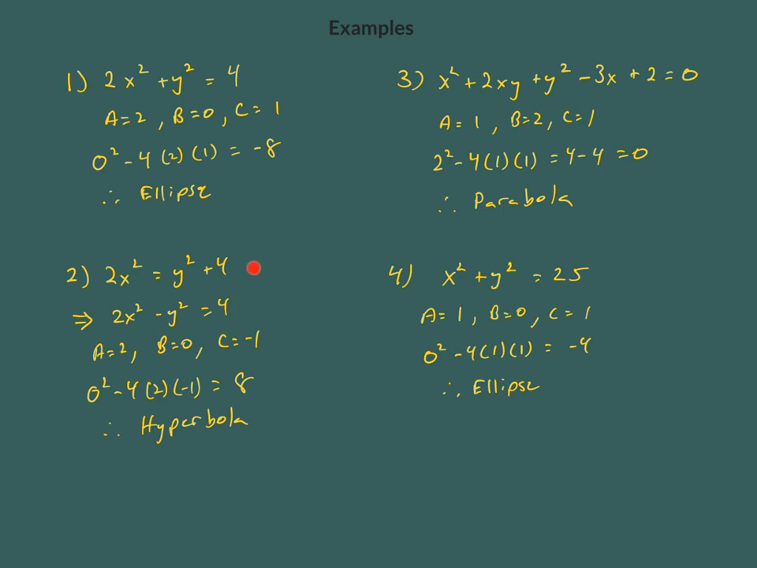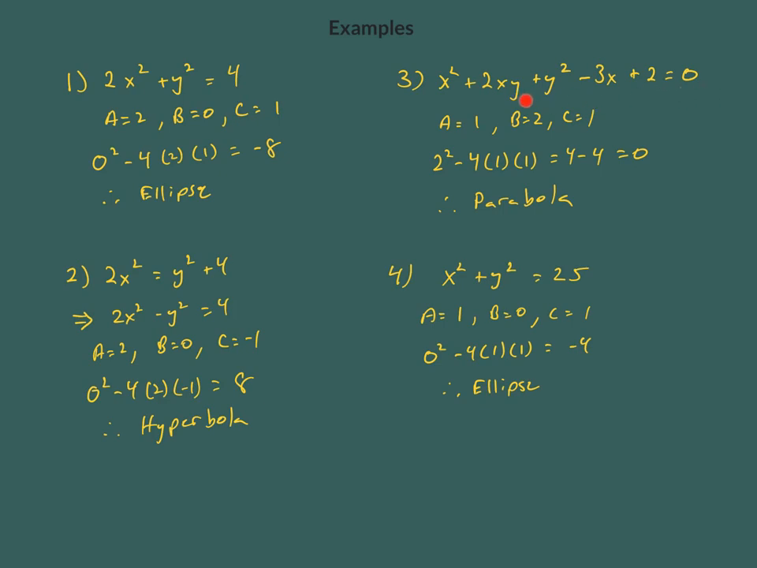Example 2 is very similar to example 1. It looks the same, except notice that y squared now is to the right of the equal sign. So I'm going to subtract y squared. 2x squared equals y squared plus 4 becomes 2x squared minus y squared equals 4. Now a is 2, b is still 0, but now c is negative 1. When I evaluate that discriminant, because c is now a negative number, it comes out to be a positive 8. Positive 8 is greater than 0, so I know example 2 represents a hyperbola.